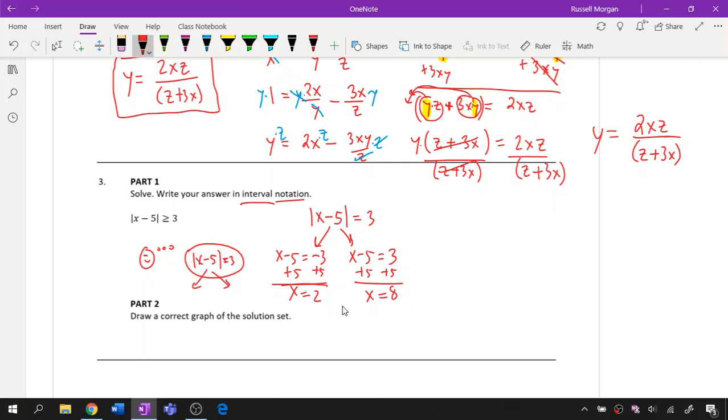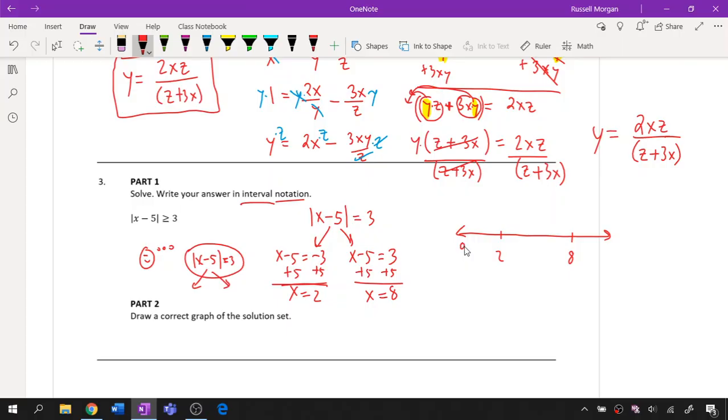So those are my 2 possibilities for when it equals 3, but the actual inequality here says greater than or equal to 3. So what I always do is create my sign line. And in fact, this even says draw a correct graph. We got 2 answers: x could be 2 or x could be 8. That's when it was equal. We do want to equal, but we want to be greater than or equal to. So what we can then do is a test point. We can test all these different regions and see which one fits this original inequality.